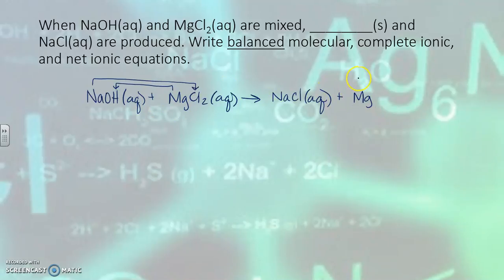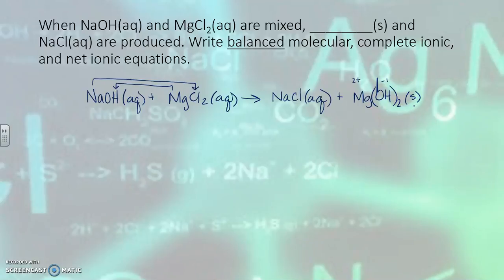Well, Mg has a positive 2 charge. OH has a negative 1 charge. Cross those down, Mg(OH)2, and you need to look at your solubility rules. So hydroxides, I believe that's rule number 5, but I'm not sure. Hydroxides, most of them are insoluble, and this one is, so it's a solid.